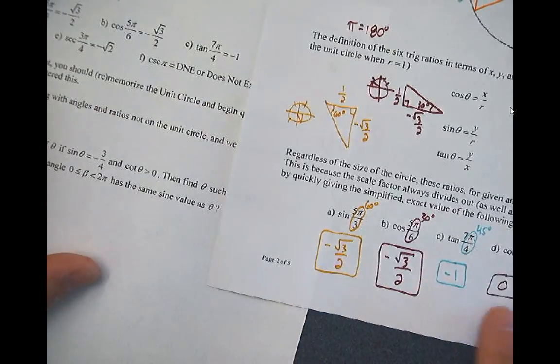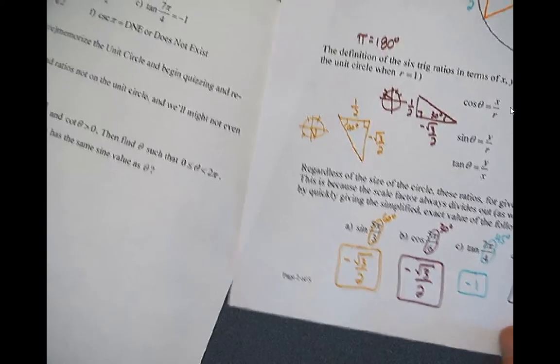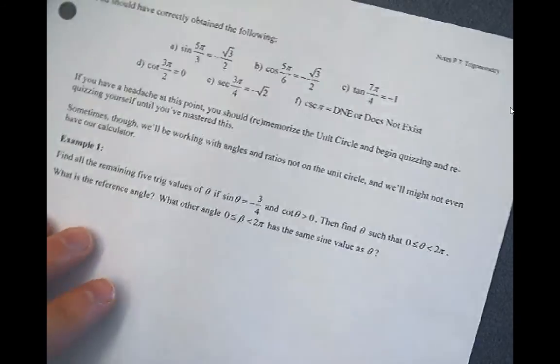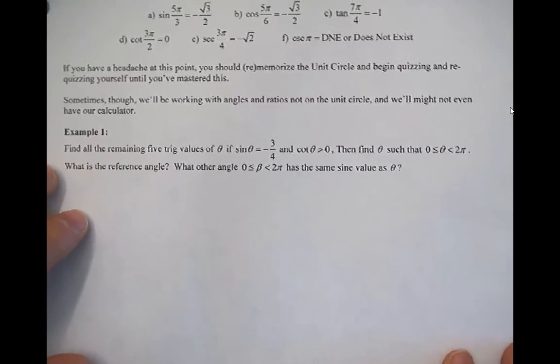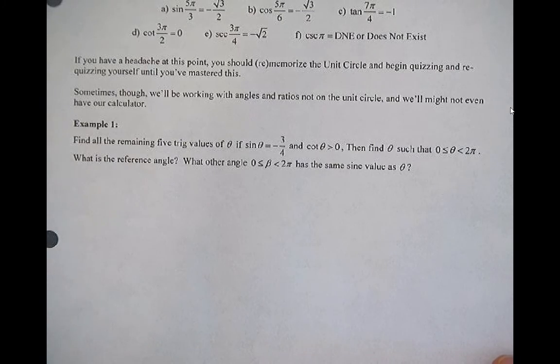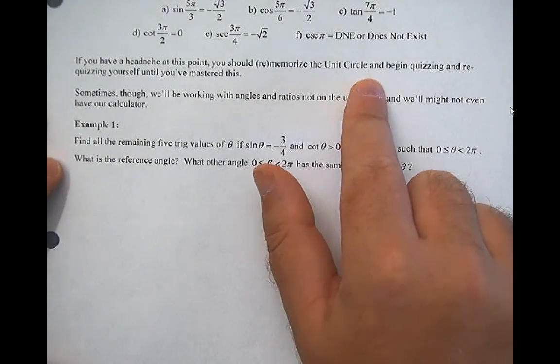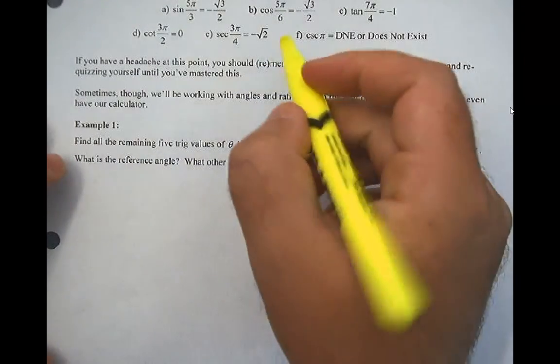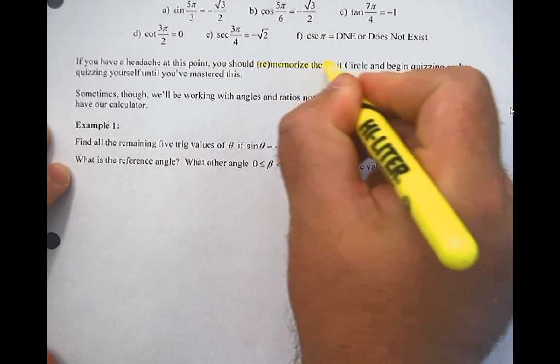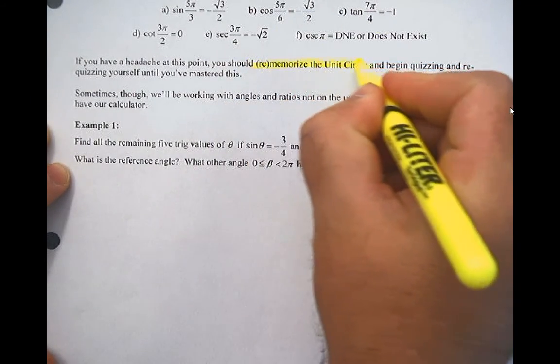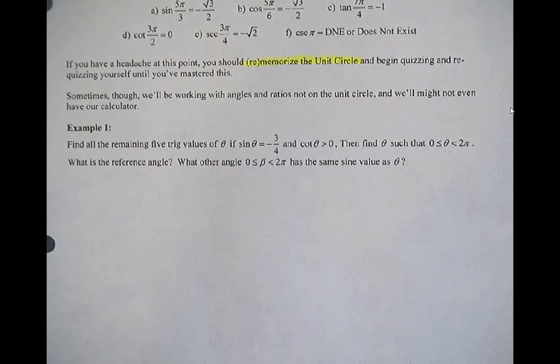Then what? 0, negative root 2, and DNE. They say DNE. I guess you could say DNE or undefined. I prefer undefined. You should rememorize the unit circle. Yes, that is true if you have not already done this. If you cannot do that in your head, you want to get to a spot where you can begin to do that stuff in your head.